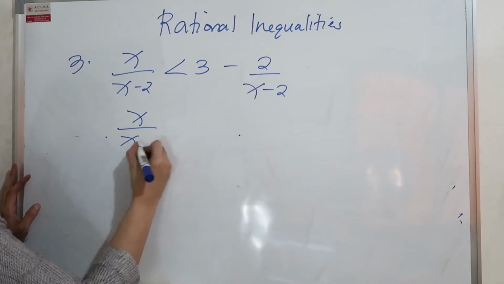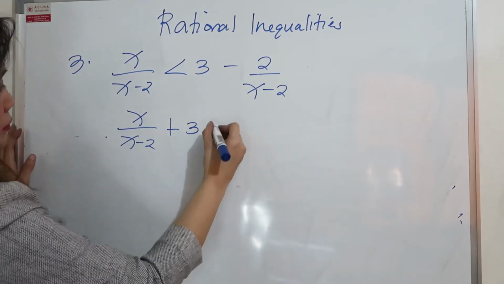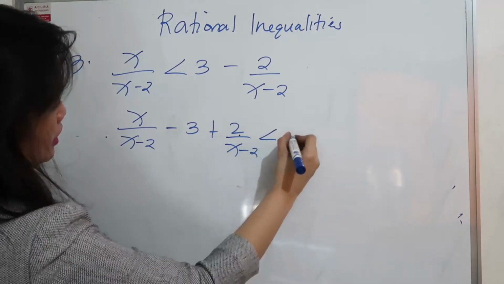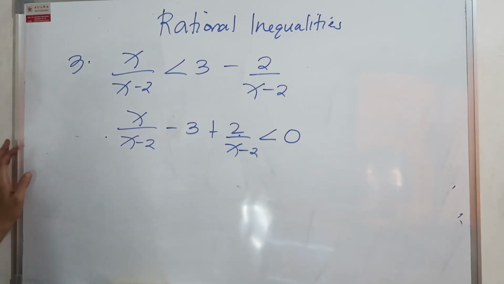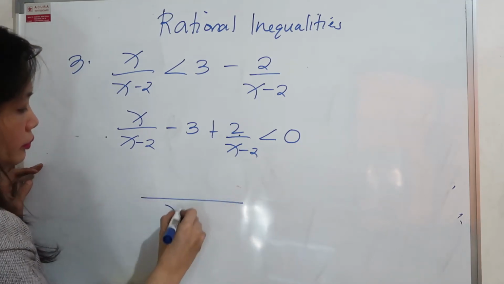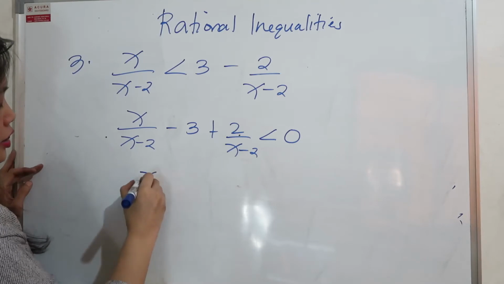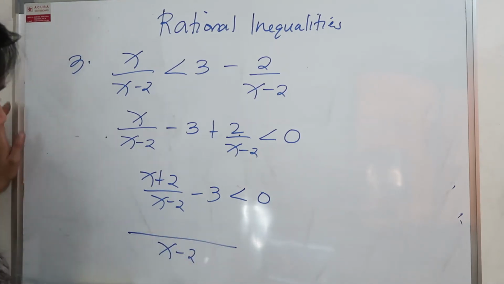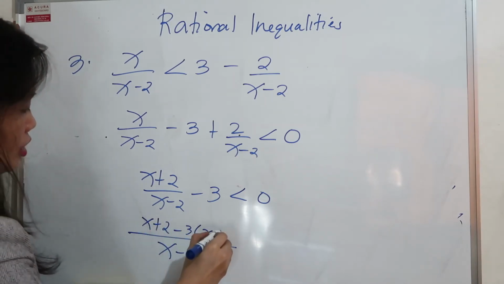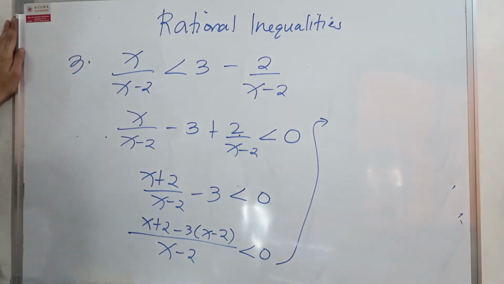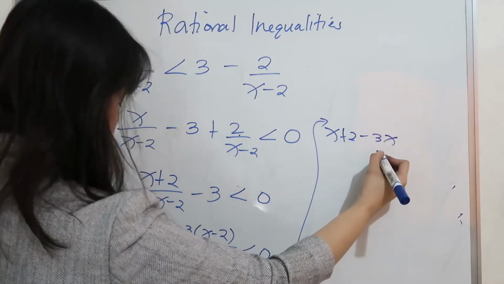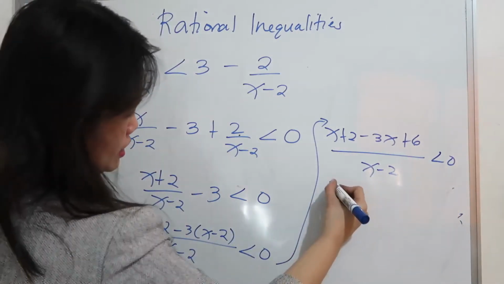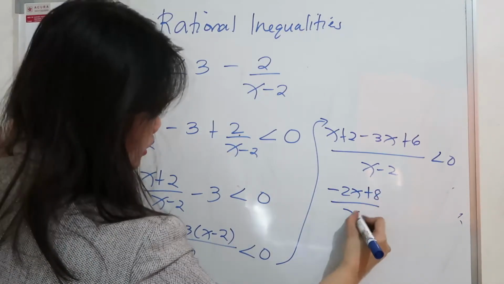Okay, so we have x over x minus 2 plus 3 plus 2 over x minus 2, negative 3 plus 2 over x minus 2, less than 0. Then what's next? X plus 2 over x minus 2 minus 3 less than 0. So you do have x plus 2 minus 3x plus 6 over x minus 2 less than 0. So you have negative 2x plus 8 over x minus 2 less than 0.